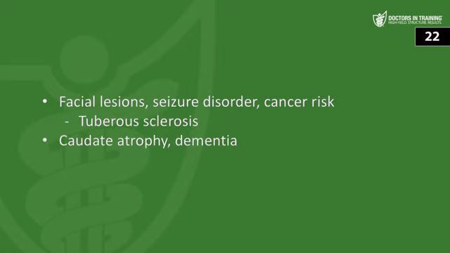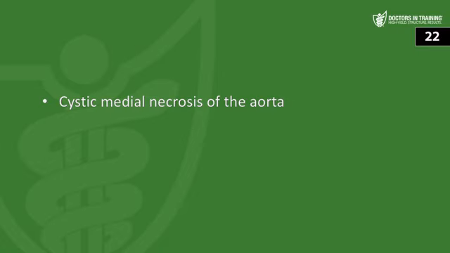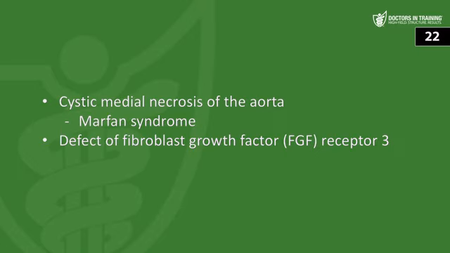Facial lesions, seizure disorder, and increased cancer risk. Think of tuberous sclerosis. Caudate atrophy and dementia. Remember all the C's of Huntington disease. Cystic medial necrosis of the aorta. That's going to be Marfan syndrome again, and that can lead to aortic dissection. And then a defect of fibroblast growth factor receptor 3, achondroplasia.